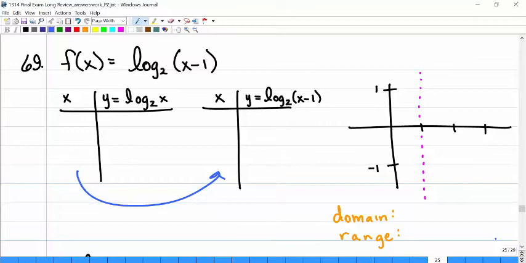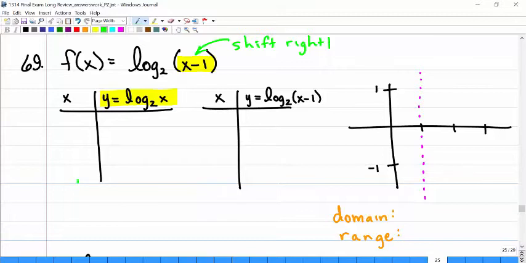Number 69 says to sketch a graph of the function and give the domain and the range. The function is f of x equals log base 2 of (x minus 1). I notice that the parent graph is log base 2 of x, but this graph has shifted it to the right 1. So all my x values for my parent, I'm going to need to add 1 to all those x values.